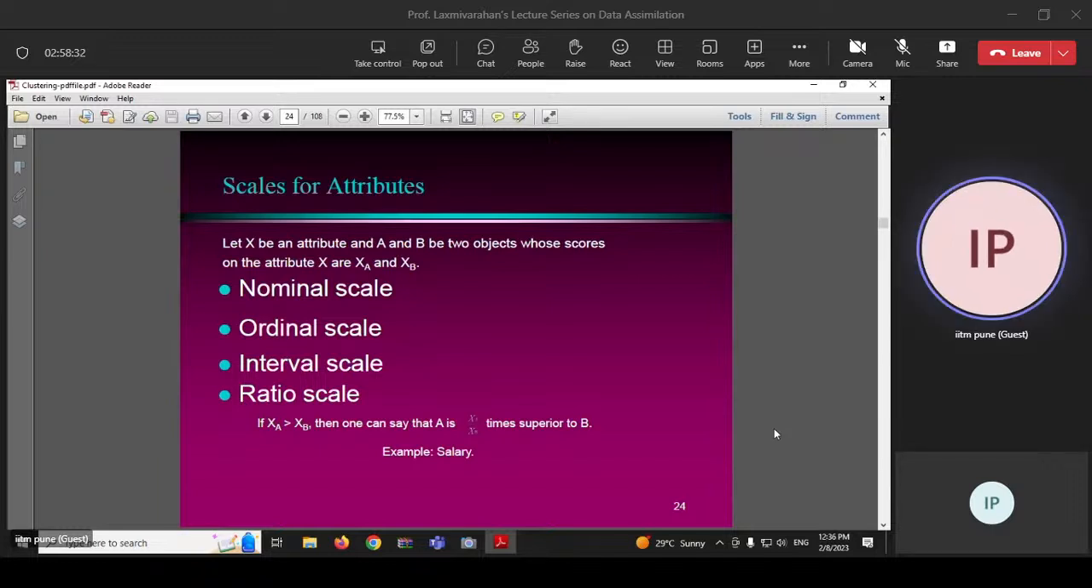Ultimately, how do you compute similarity when I'm not in the ratio scale? Consider the right answers for that. So these are some of the extensions.